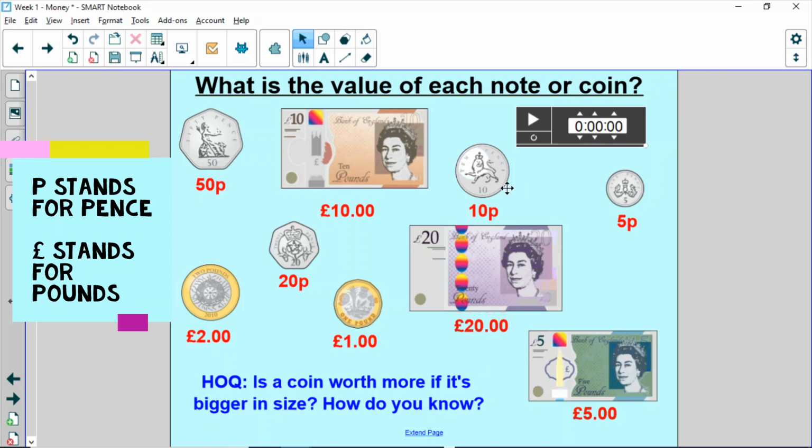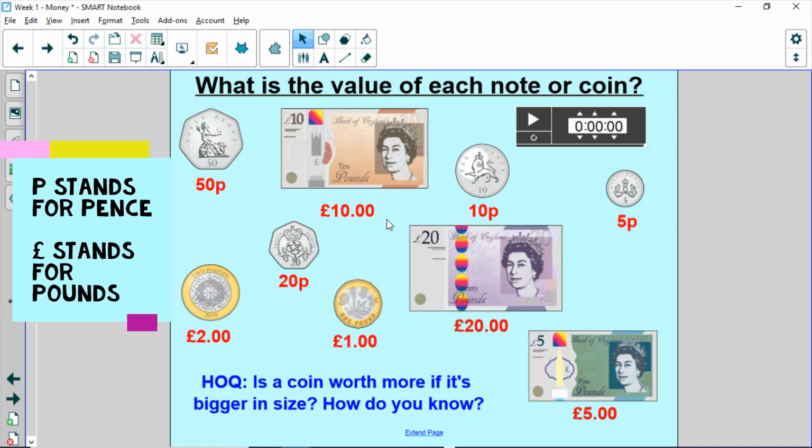Let's take these 2 coins here. Although the 10p coin is actually bigger than a 5p coin, if we jump to our 20p coin, it's a slightly different shape and it's actually a little bit smaller, even though it's worth more. So please remember, don't always think that a bigger coin is a bigger amount.